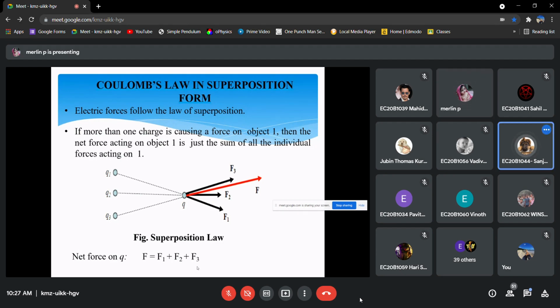Ma'am, small doubt. Is that addition a scalar addition of forces or vector addition of forces, ma'am? Scalar addition. Only the scalar will be the same. The magnitude of the force will be the same. The vector will vary, but they will ask only the scalar addition. Okay, ma'am.